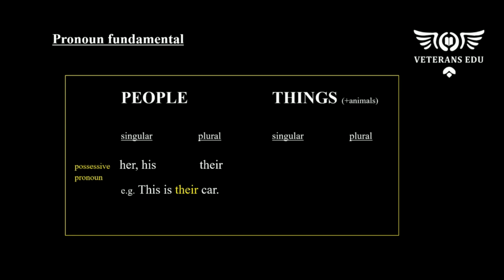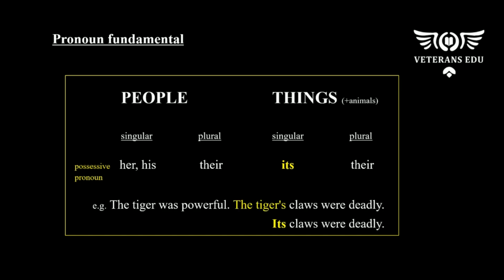And I think the confusion starts for many students with this word here on the screen, the word "its." Using "its" is rather simple. It's just a singular possessive pronoun. We will use it like this. "The tiger was powerful. The tiger's claws were deadly." Now, instead of writing "the tiger's claws," because it's a singular object or animal, we simply use the word "its." "The tiger was powerful. Its claws were deadly."